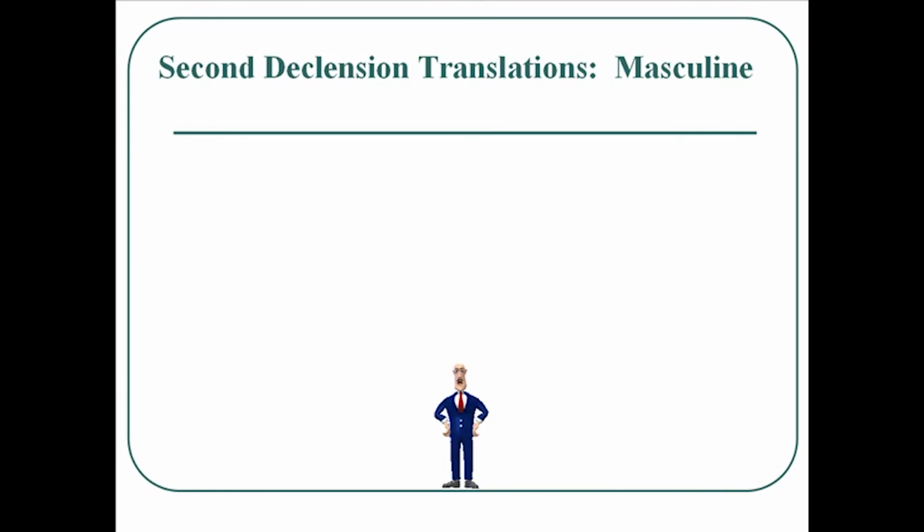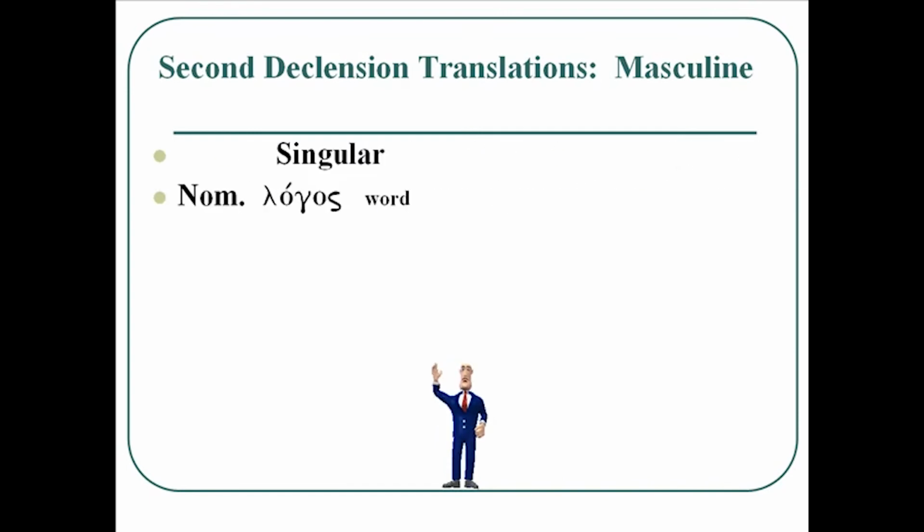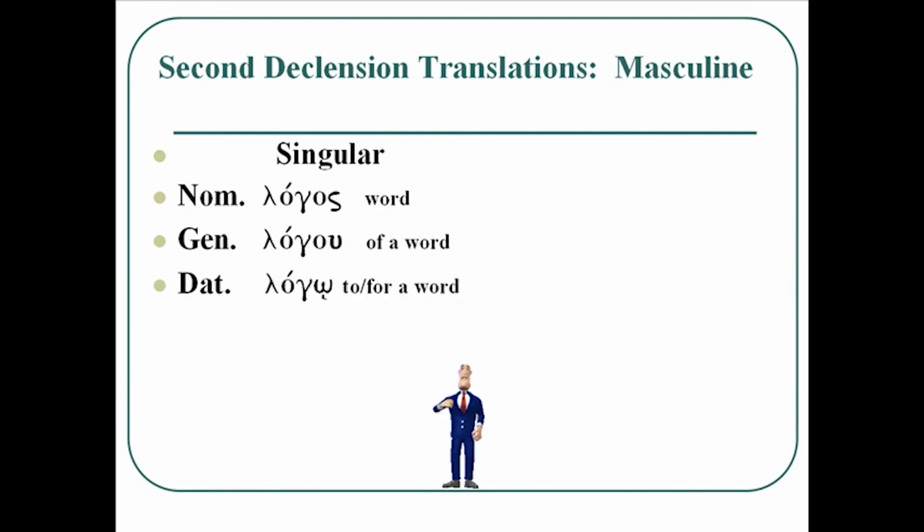Alright, now we're ready for the second declension noun forms, the masculine. From the singular column, first our nominative, or the subject of the sentence, is logos. It's our root form, means word. The genitive form is logou, and it means "of a word." The dative form is logo, and it means "to," "by," "for," "at" a word.